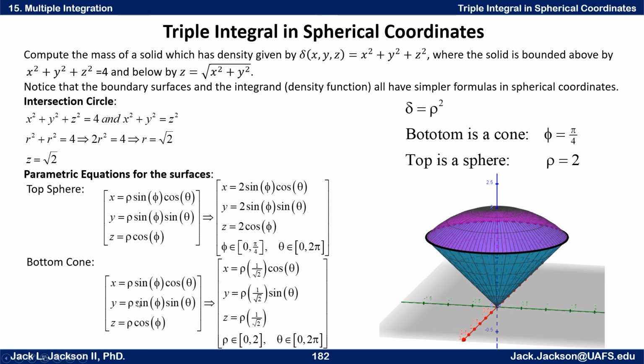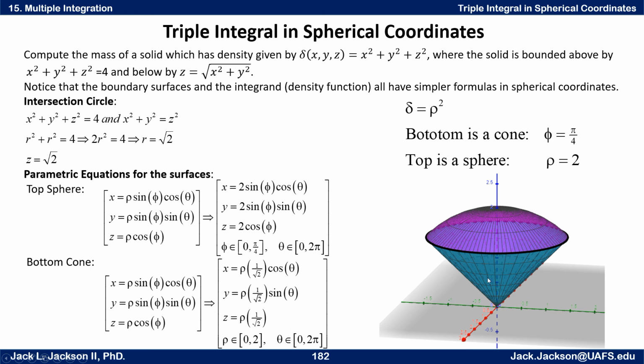Okay. For the bottom cone, we have the same formulas for x, y, and z, but now we substitute in phi as a constant of pi over 4, and the sine and cosine of phi are both 1 over the square root of 2. So I just replace all of those by 1 over square root of 2, and we have our equations here. And now we have our two parameters, which are rho and theta, producing the surface, which is that cone. The rho is going to go from 0 out to 2.